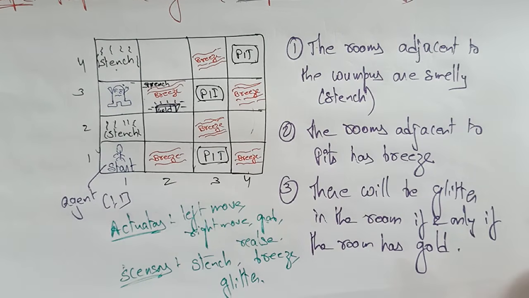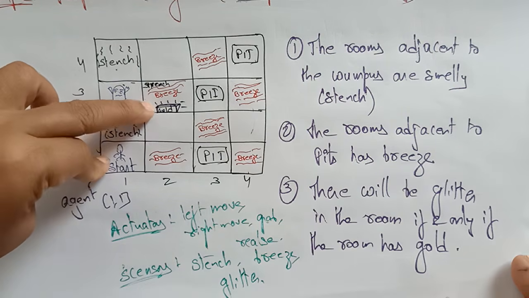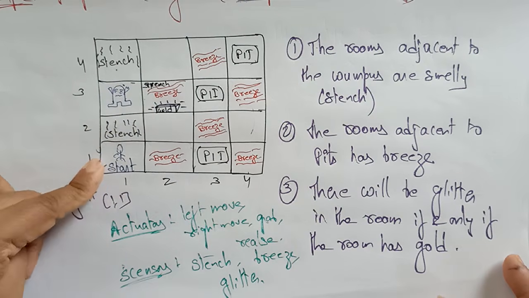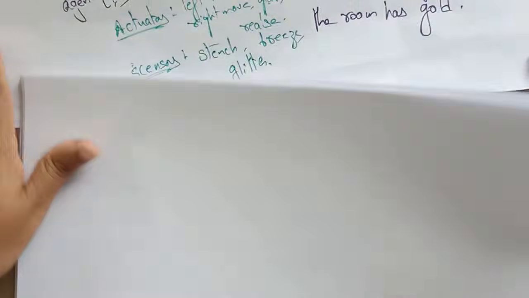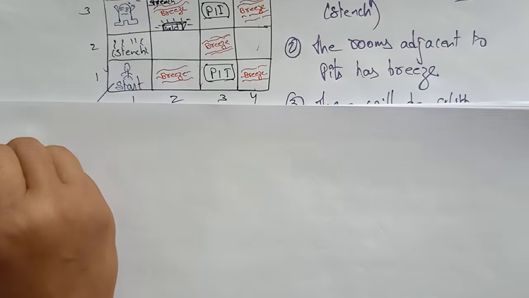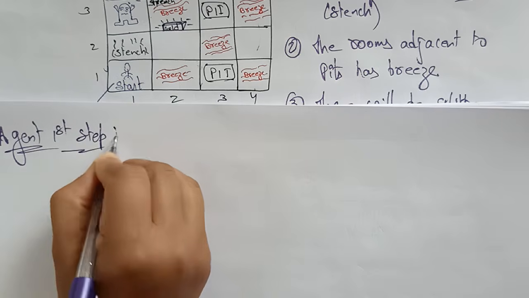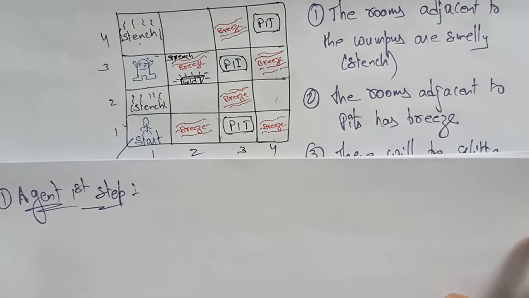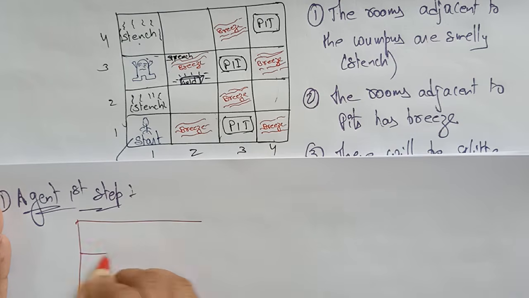Okay, now let's explore how the agent can reach the gold, take that gold, and jump out of the cave. Okay, now let's see the problem. Now let me explore the Wumpus world. So I'll just take this, here I'll write the steps. So with the help of this diagram, I'll write the steps. First, the agent's first step. What step can he take? Let me take this 4x4 matrix.